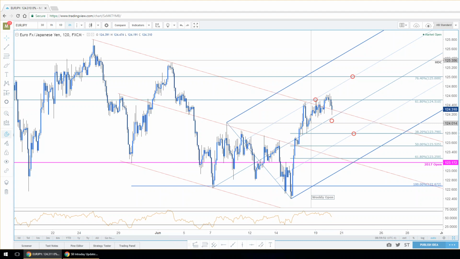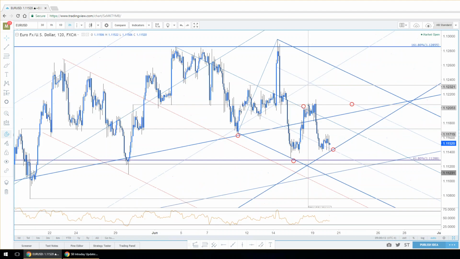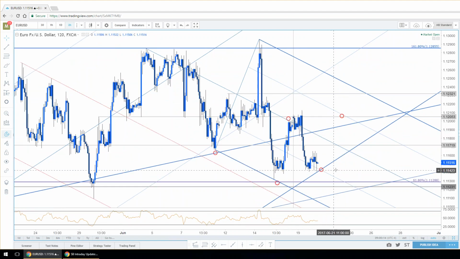Questions on euro yen? Bangani, on which pair? You're saying what position would you take? So on this one, I'm looking for some support into this region. Euro dollar, as I said earlier, I'm not really doing euro dollar right now. I like the long side above this region. That's all I can say.